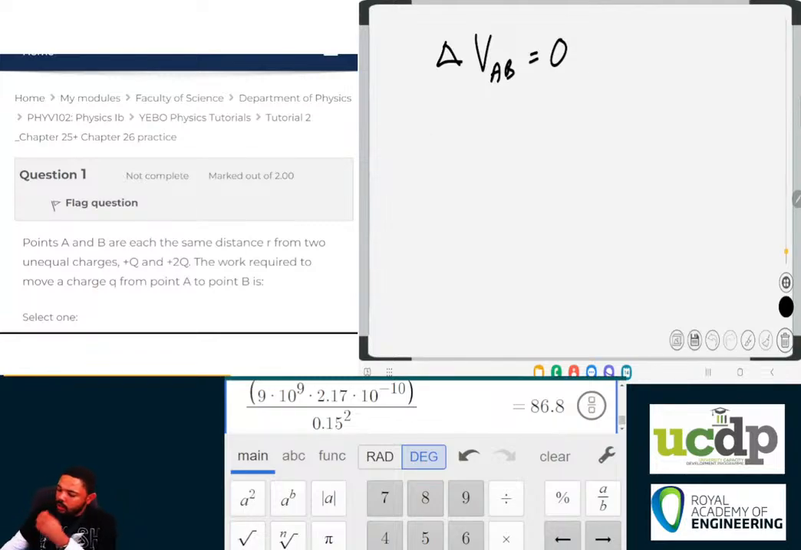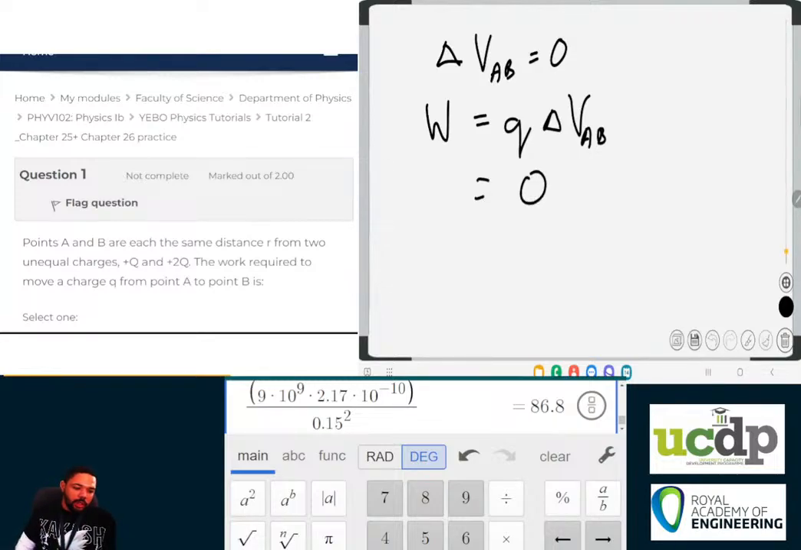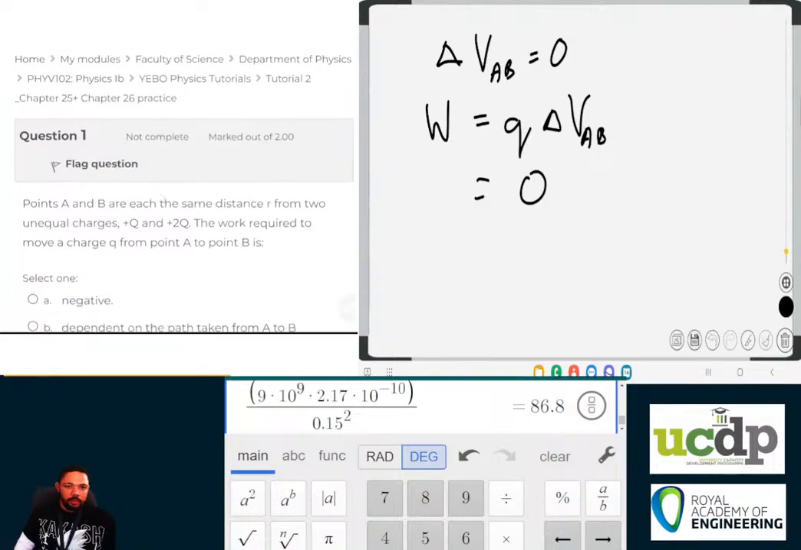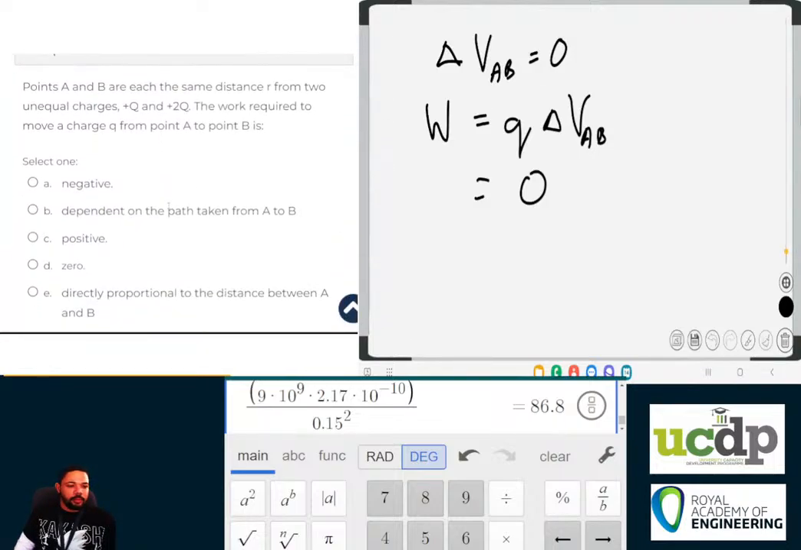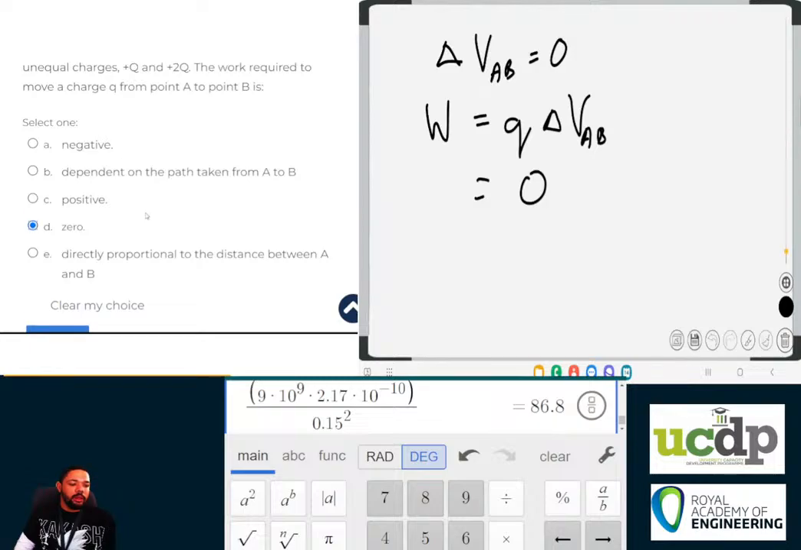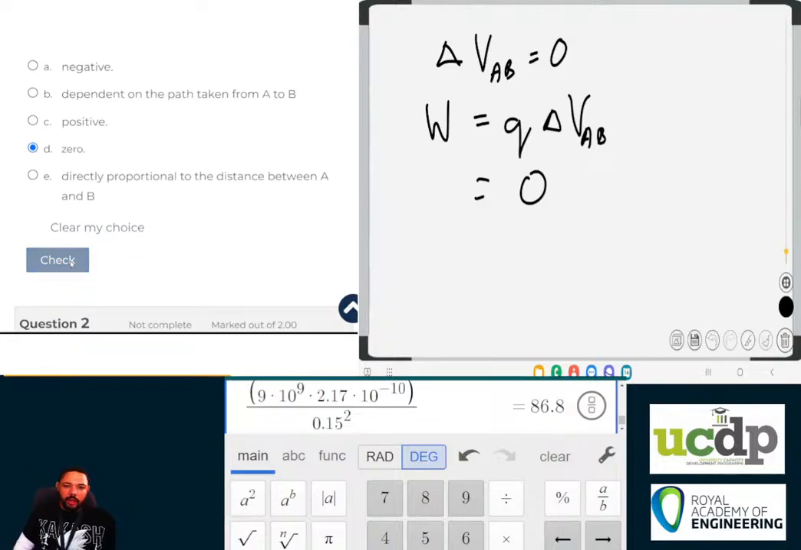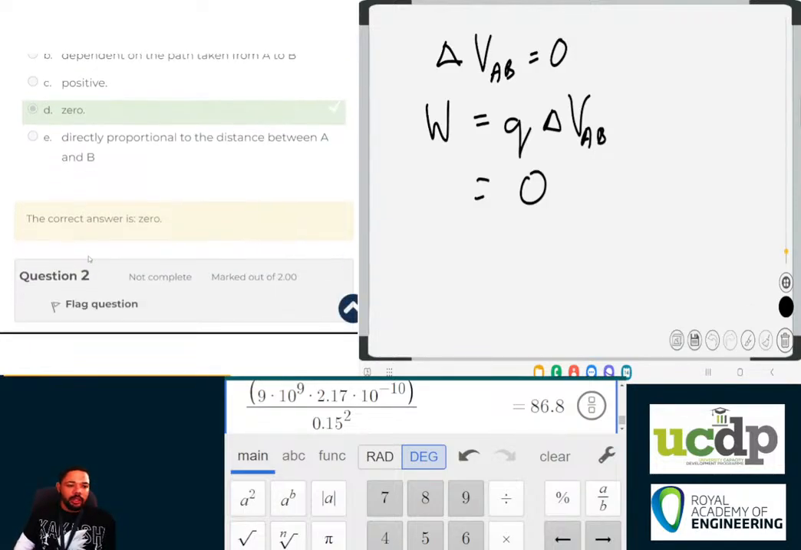Now, the work done in terms of potential is equal to the charge multiplied by the change in potential from A to B, which in this case we've already established is 0. So the work done is 0. Now let's check if 0 is an option. See, there is 0 there. Let's check if it's correct. Yes, indeed, it is correct. So 0 is indeed the correct option.